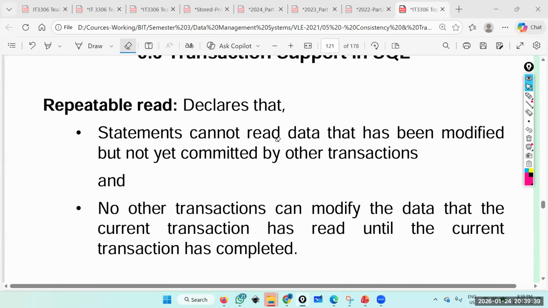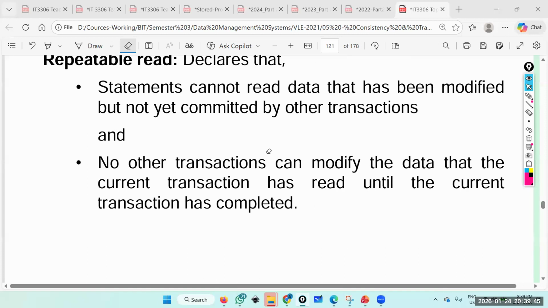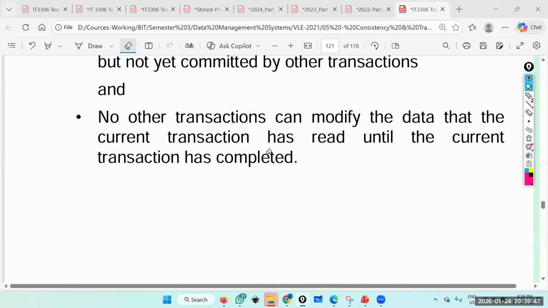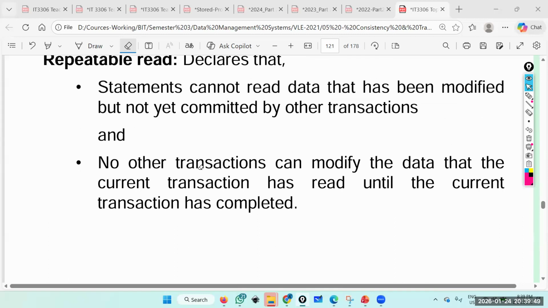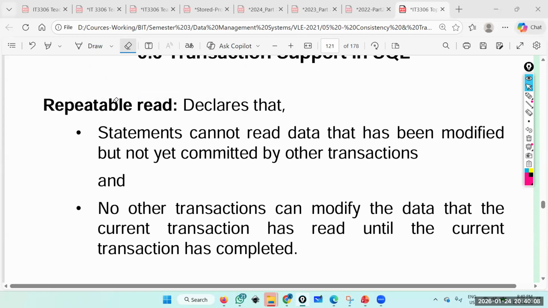It doesn't read uncommitted data. And no other transaction can modify the data that the current transaction has read until the current transaction has completed. So if transaction 1 has read a particular data, other transactions cannot update that data until this transaction commits, if it is repeatable read.